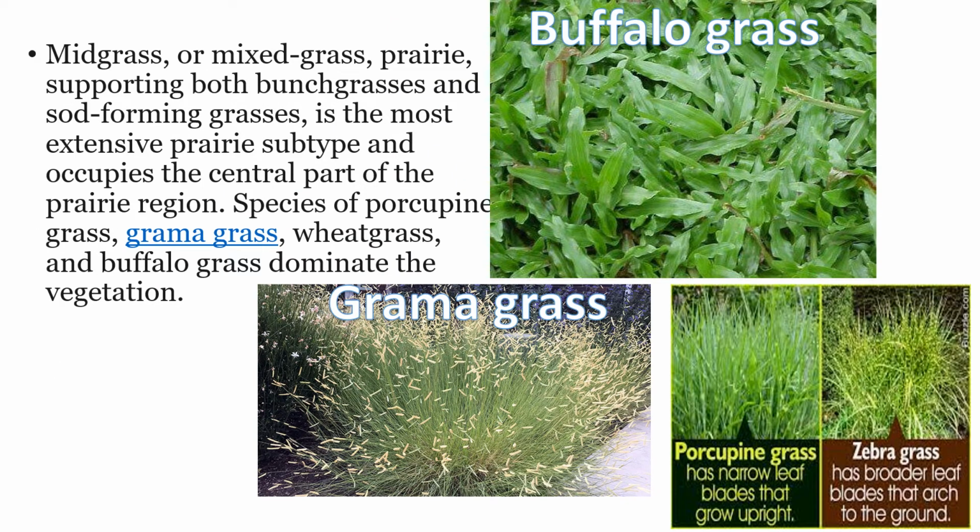Mid-grass or mixed grass prairie supports both bunch grasses and sod-forming grasses. They are the most extensive prairie subtype and occupy the central part of the prairie region. If you see the pictures, these are the different types of grasses found here. The first one is buffalo grass, the second one is grama grass, porcupine grasses are there, zebra grasses are there. So these are the grasses which dominate the vegetation here.